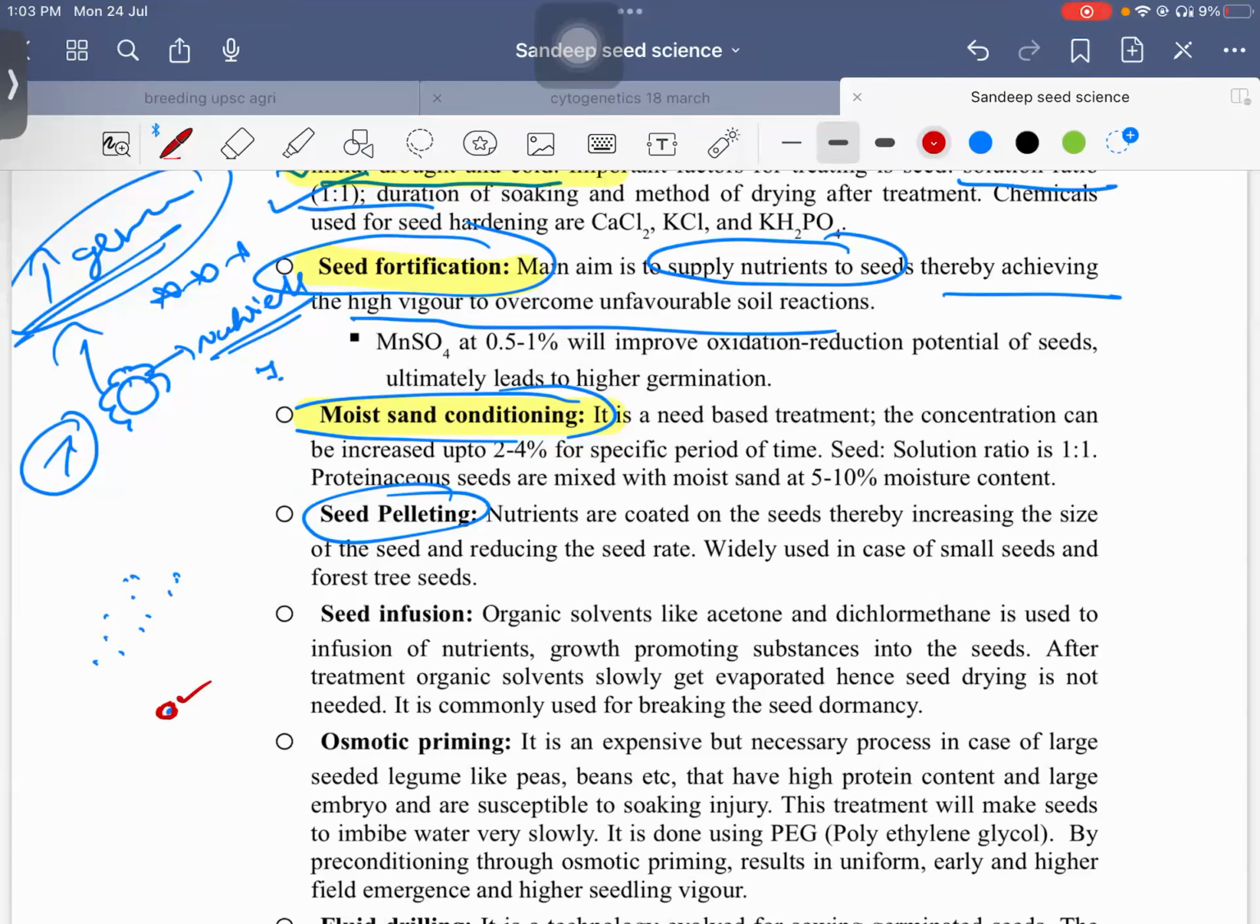So what will happen? Handling will improve. You can easily sow this seed. It will not be sticky, so you can easily sow. And also, since the nutrient mixture is there, it will increase seed size and the seed rate also. It is mainly done in small seeds.